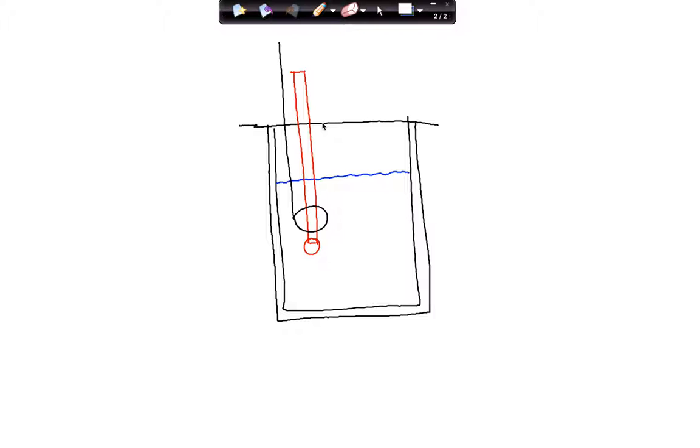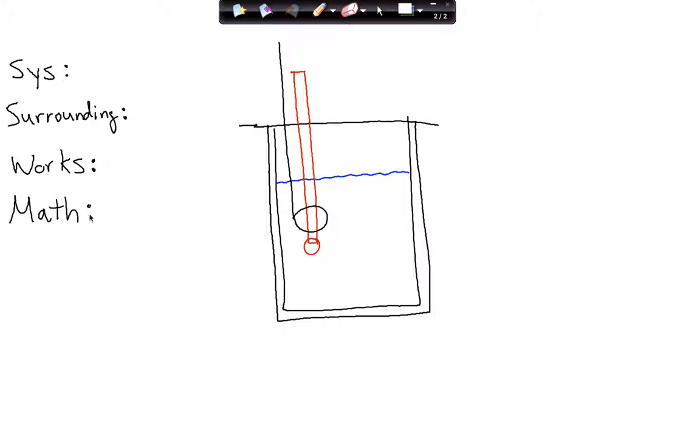Okay, now guys, regardless of how you've structured this, this is the conversation that we need to have. We need to define our system. We need to define our surroundings. We need to define how this thing works, and we need to define the math involved.